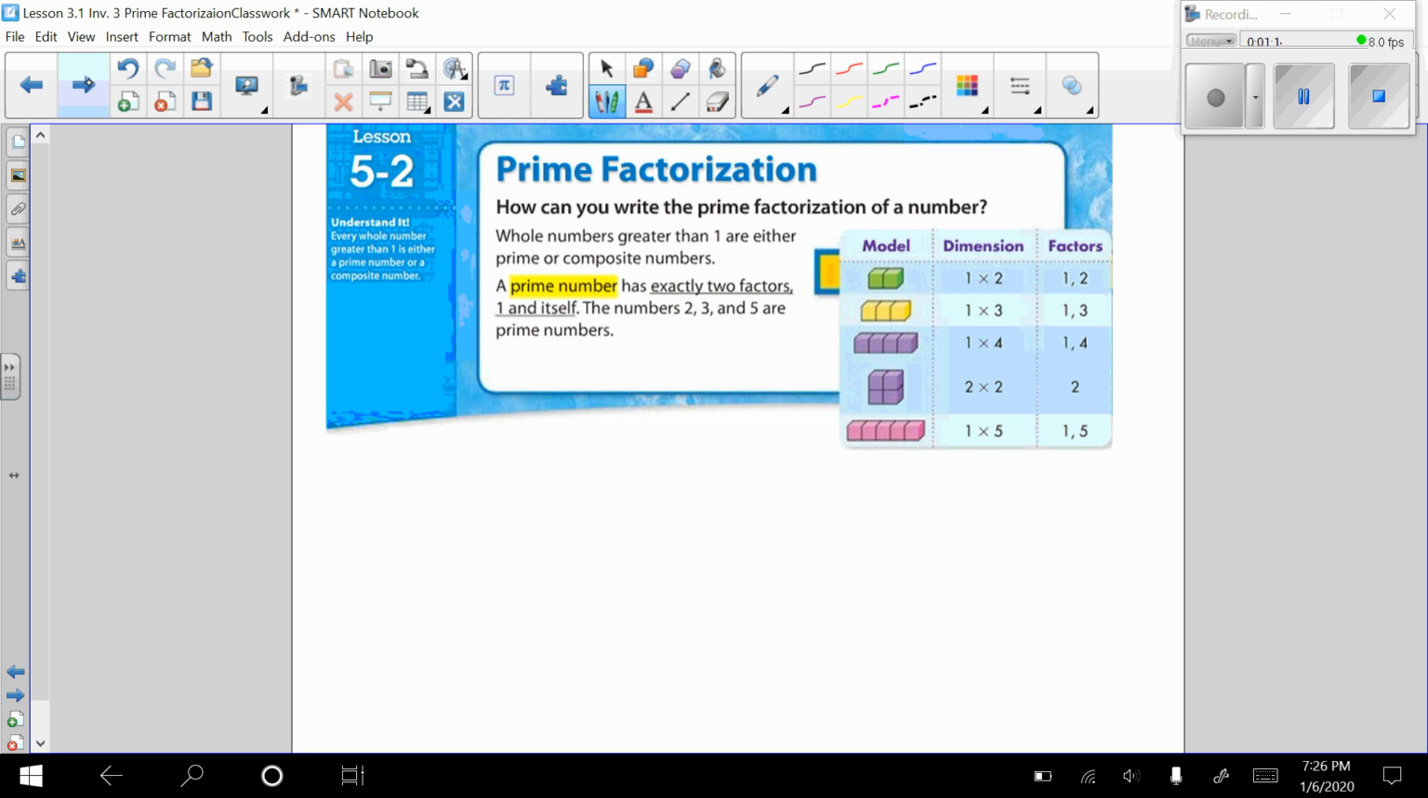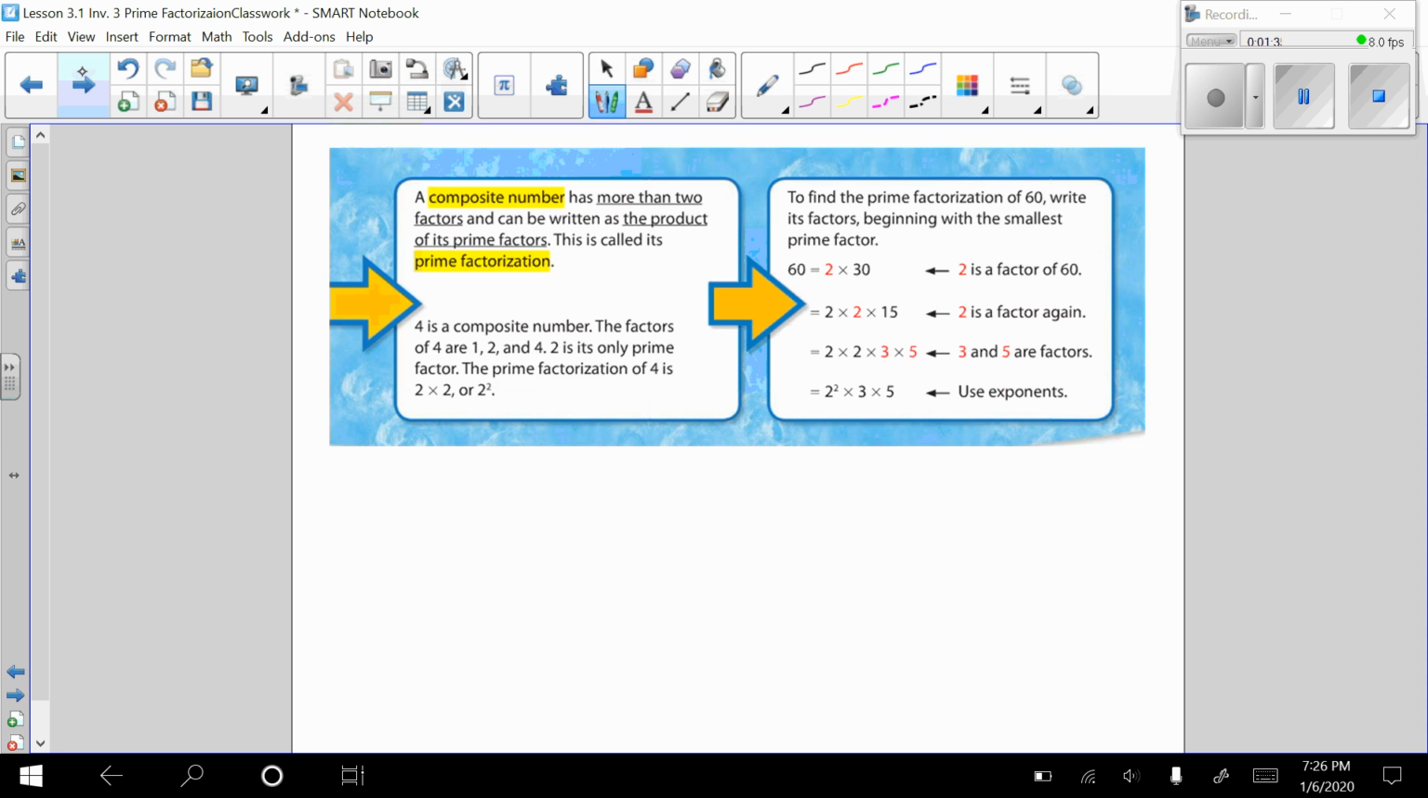Now we want to look at prime factorization. Remember, prime numbers, we've heard that word before, have exactly 2 factors. Only 1 and itself are the factors for a prime number. Numbers 2, 3, and 5 are prime numbers, but 4 is not because we could use 2 times 2 for 4. That 4 would be considered a composite number. That means I can multiply something besides 1 and itself to get to that number.